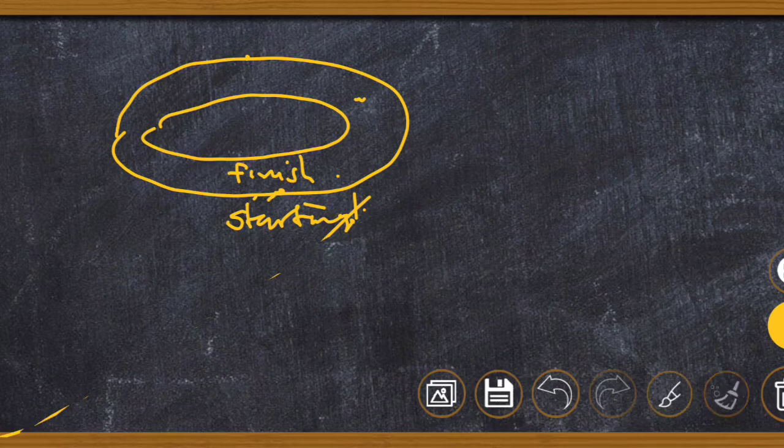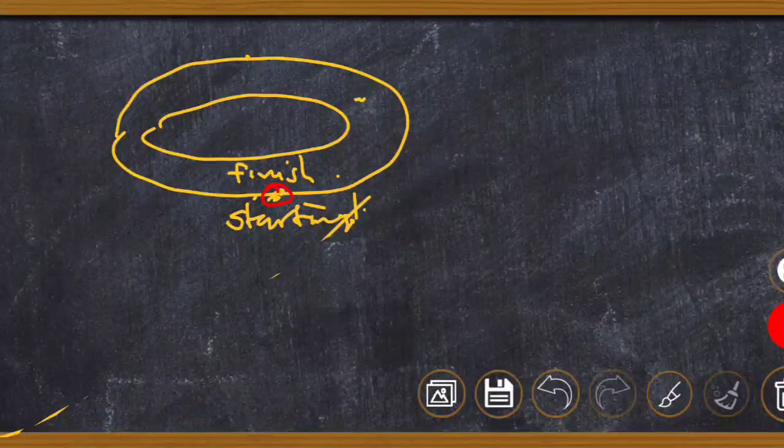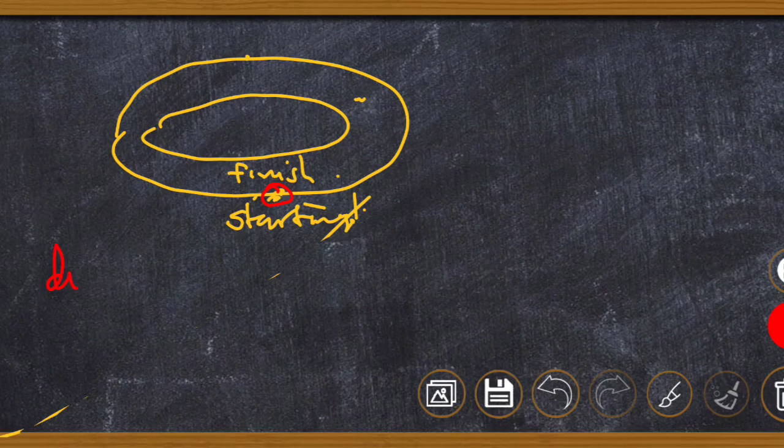Here, we are now asked to find the displacement of the body. Whenever a body is moving along a circular path, don't forget that the body will have the same starting point and the same finishing point. So if the starting point of the body coincides with the finishing point of the body, automatically the displacement of the body will be equal to 0.